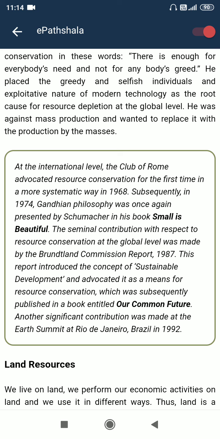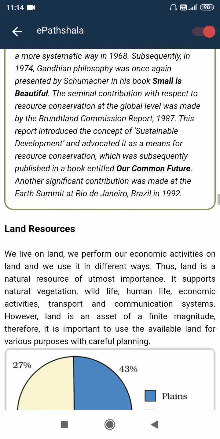The seminal contribution with respect to resource conservation at a global level was made by the Brundtland Commission Report, 1987. This report introduced the concept of sustainable development and advocated it as a means for resource conservation, which was subsequently published in a book entitled Our Common Future. Another significant contribution was made at Earth Summit at Rio de Janeiro, Brazil in 1992.